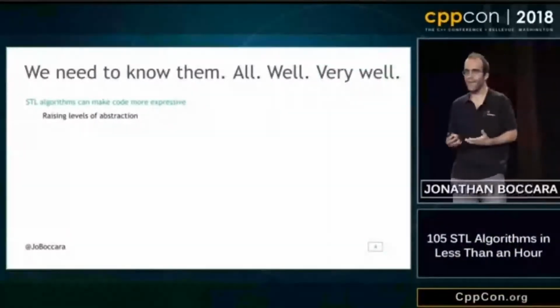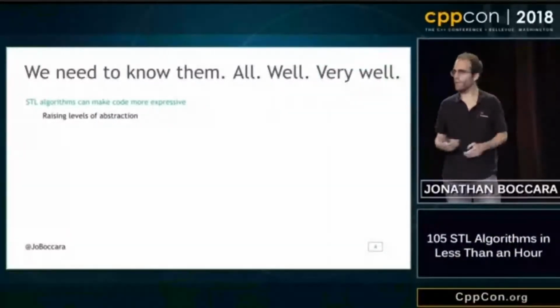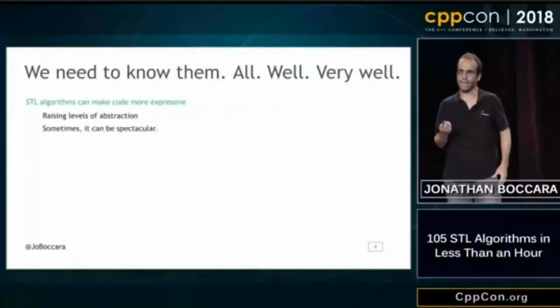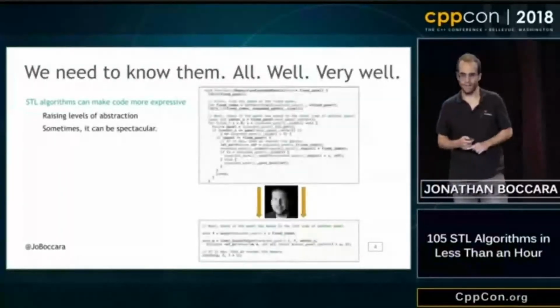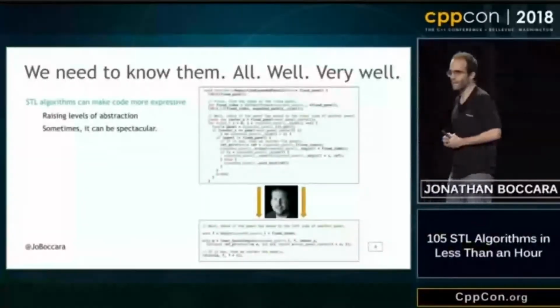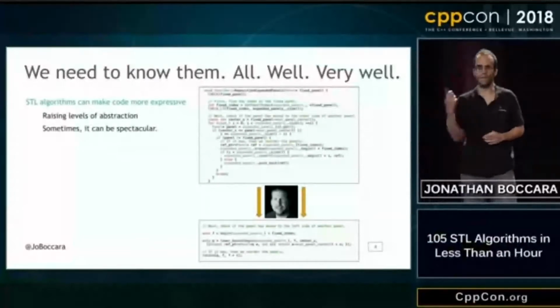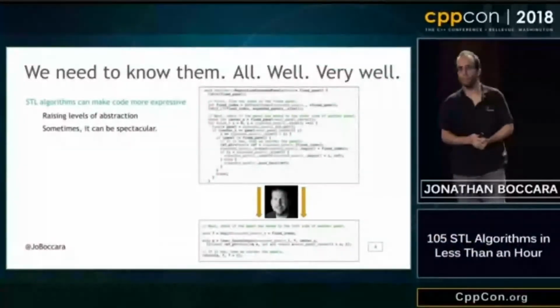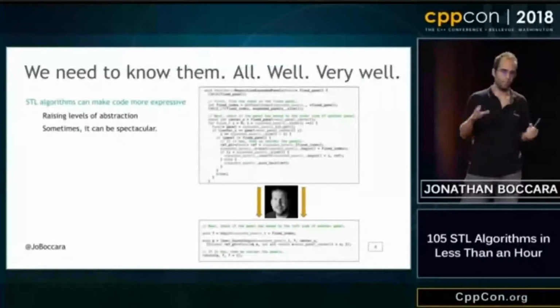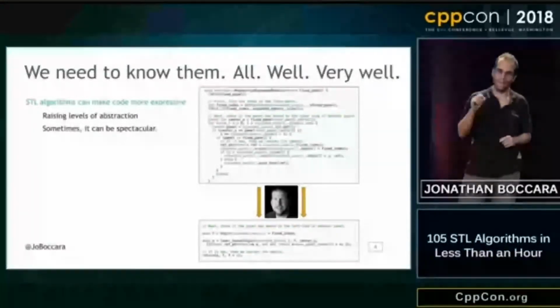And I think that raising the level of abstraction is one of the most efficient ways to write expressive code. And it can sometimes be spectacular. Like if you've seen that talk a couple of years back by Sean Parent, called C++ Seasoning, in that talk Sean took a chunk of code that was a bit hard to understand, and he refactored it into a more concise and expressive piece of code just by picking the right STL algorithm.